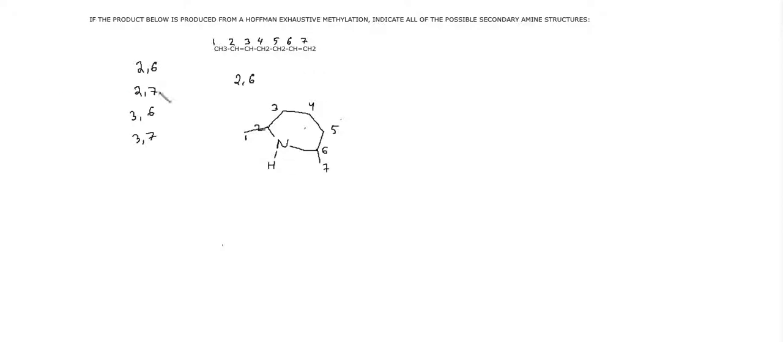The next one, I will draw 2,7 with a different color to make it more fun. Again, I am going to start with the nitrogen and connect it to number 2, 3, 4, 5, 6, 7, and I will finish off my ring here. I realize I'm missing one carbon, carbon number 1, which is coming off of 2. So I'm going to show it this way. And again, I'm going to connect my nitrogen to a hydrogen.